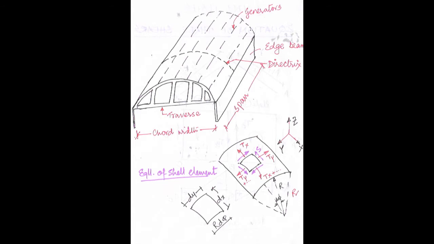So in this diagram, please note it down very carefully. What are the directrix, generators, edge beam, chord width, traverse, span, everything I have shown over here. Now if we take one shell element from here and analyze it further, as you can see from the diagram, here Tx, Ty are the membrane forces.